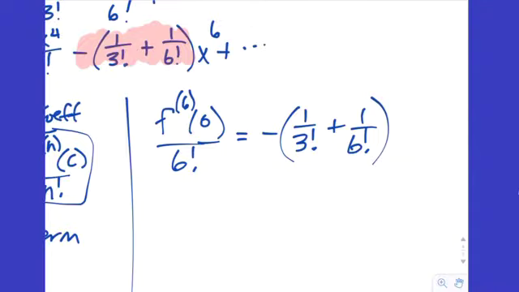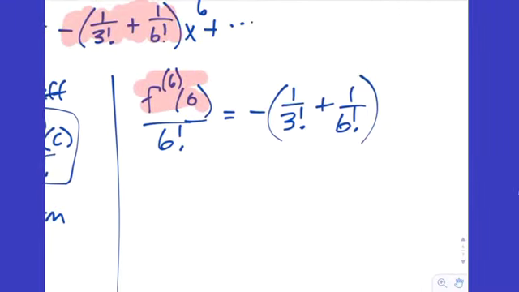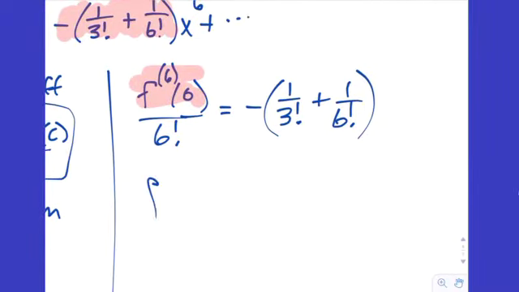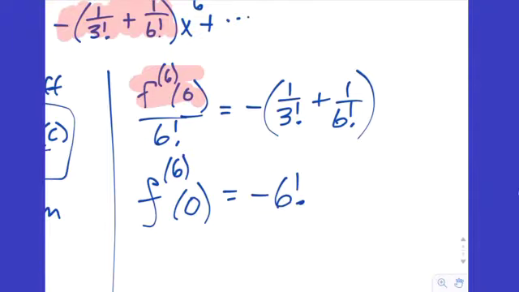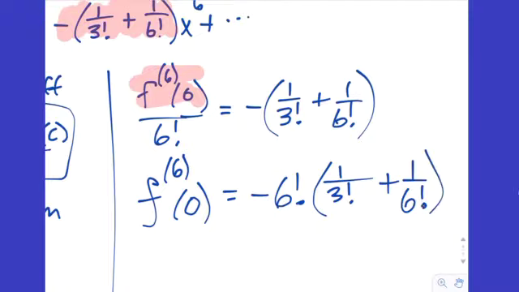But now we just have to solve for this numerator, right? And all we have to do to solve for the numerator is multiply both sides by 6 factorial. So it's the sixth derivative at 0 equals negative 6 factorial times 1 over 3 factorial plus 1 over 6 factorial. How's that for an answer? A little messy, but it's good. It's exact. Yeah, that's good.